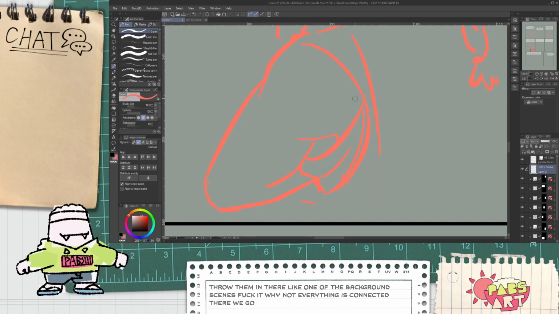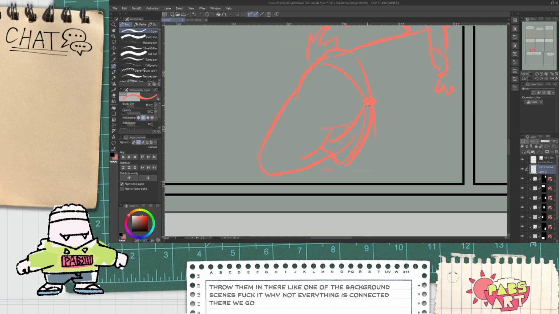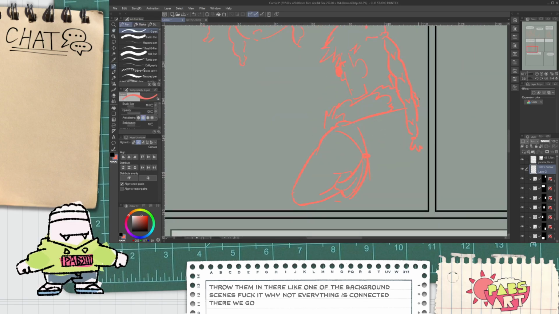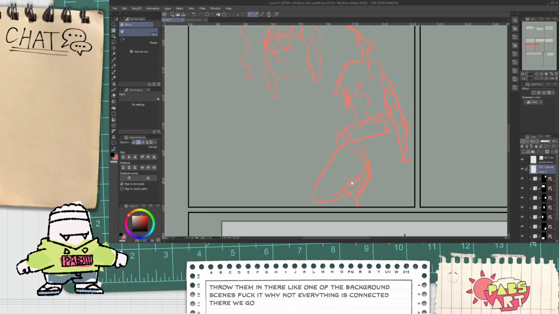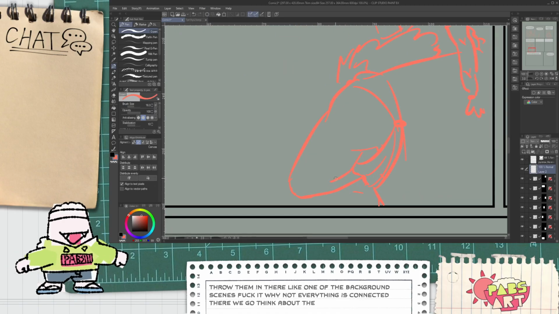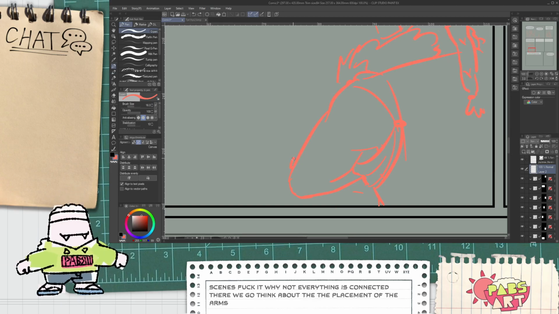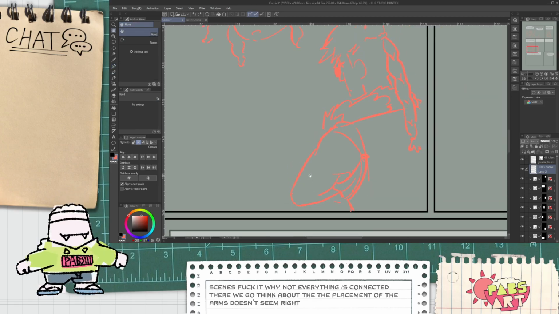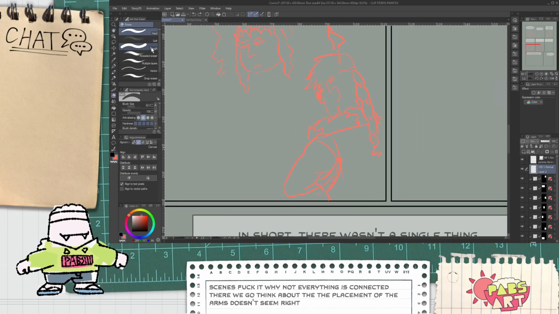There we go. Something about the placement of the arms doesn't seem right. Let me rework this part here.